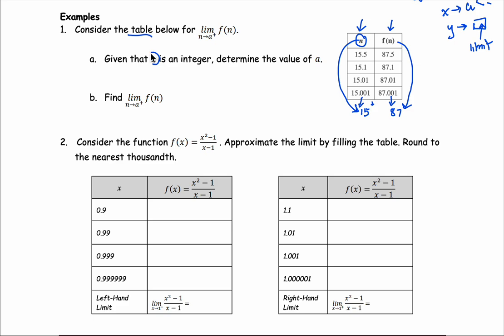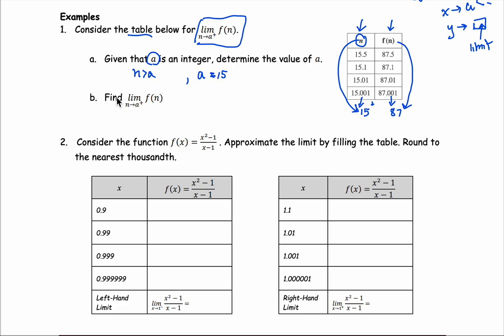Given that a is an integer, determine the value of a from the notation limit of the function f of n as n approaches a positive. That means n is going to be greater than a. In this case, we can see that the a we are looking for is 15.